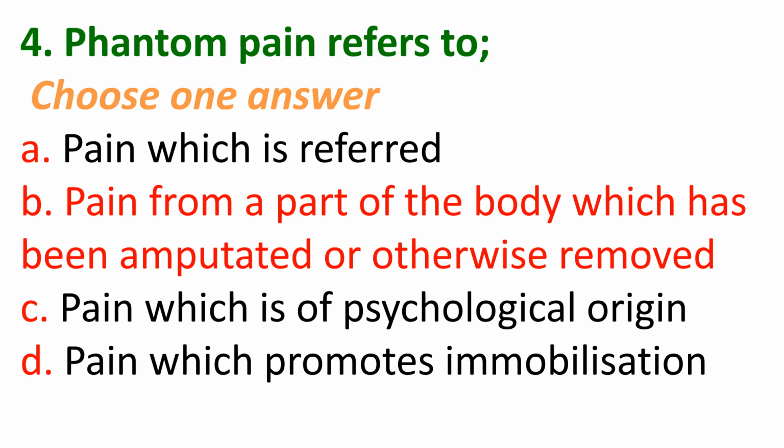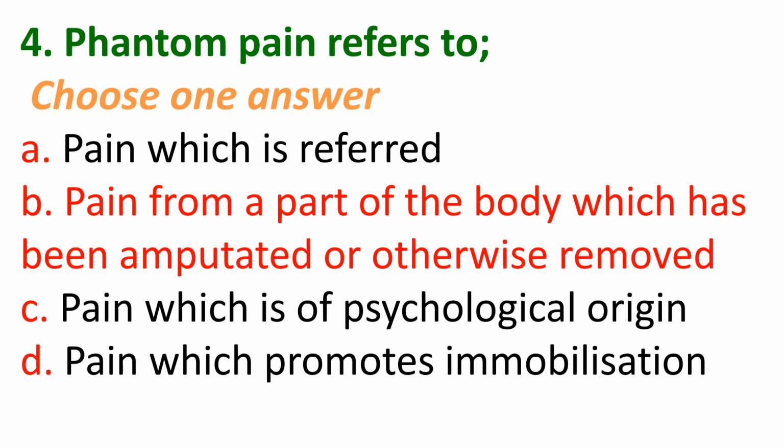Well, pain which is referred is simply called a referred pain. And a referred pain is a pain which is felt in a different part of the body to where it is generated. So, for example, you might feel a pain in the right scapula that comes from the gallbladder, or you might feel a pain in the left arm that comes from the myocardium. So it's not that. Pain which is of psychological origin is a psychogenic pain, and it's not that either.